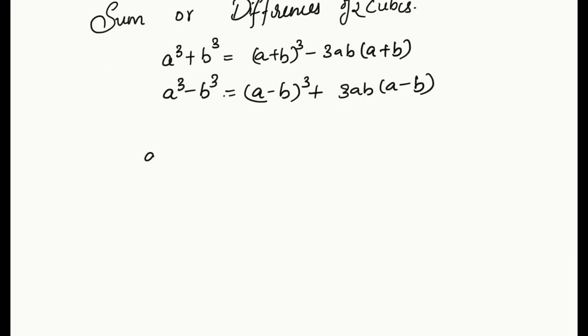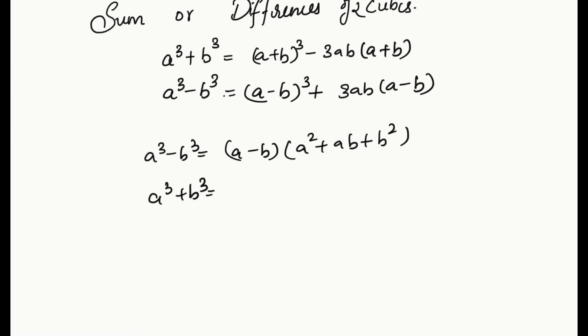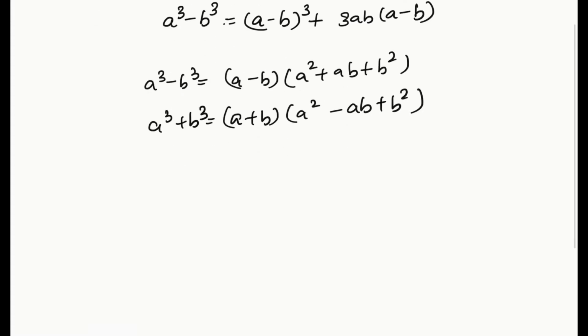Or similarly, you can write a cube minus b cube equal to a minus b into a square plus ab plus b square, in two different ways we can mention it, and a cube plus b cube equal to a plus b into a square minus ab plus b square. So you need to learn all these four formulas, then we can do more problems based on it. Okay. So let us come to the exercise. Coming to exercise 5D.